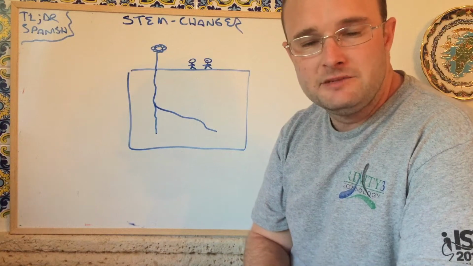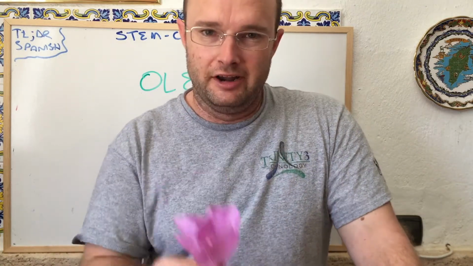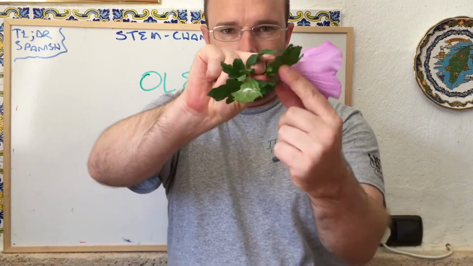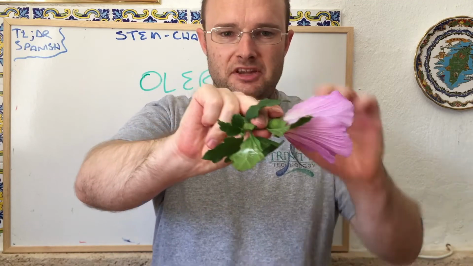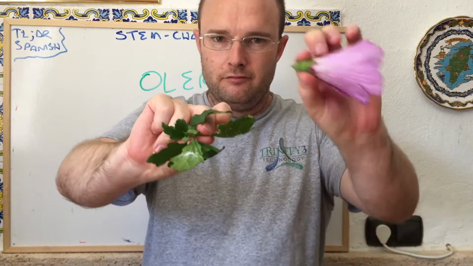Too long didn't read Spanish, stem changing verbs. A beautiful flower. Sorry, I have allergies. Flowers have two parts. You got your stem and you got your flower. These are just like verbs. Verbs have two different pieces, a stem and then the ending of the verb.